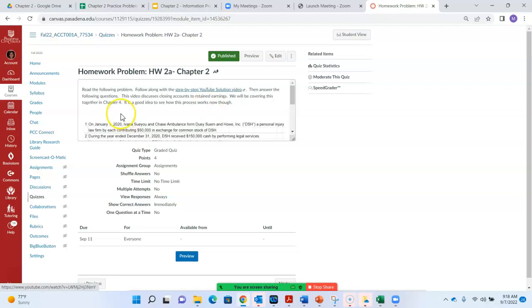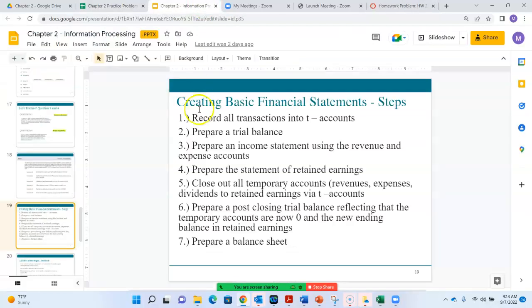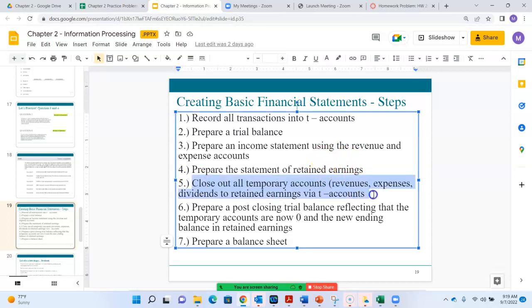In our ebook, we're going to be covering this in chapter 4, but it's important to just get a big picture of the overall idea. So keep that in mind. Record all transactions into T accounts, prepare a trial balance, then prepare an income statement, prepare the statement of retained earnings, and close out all temporary accounts: revenues, expenses, dividends. These will get closed out to retained earnings.